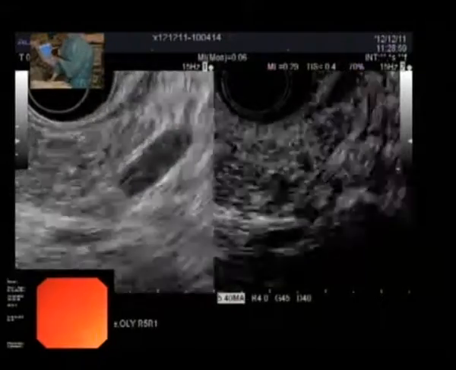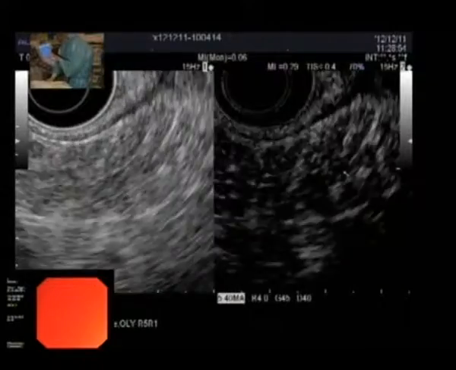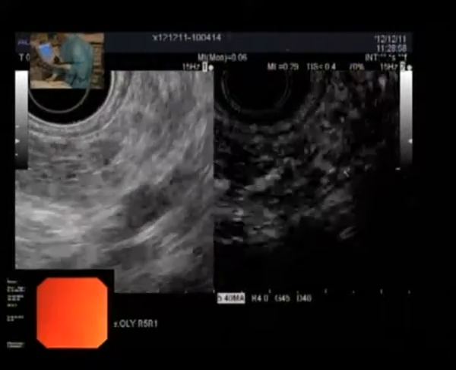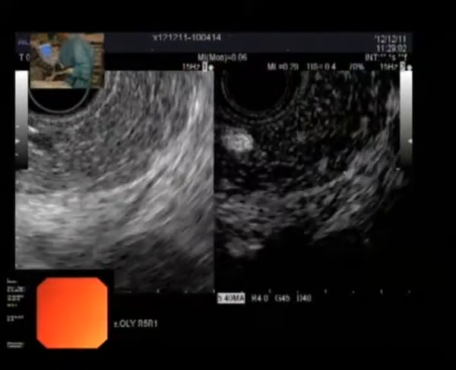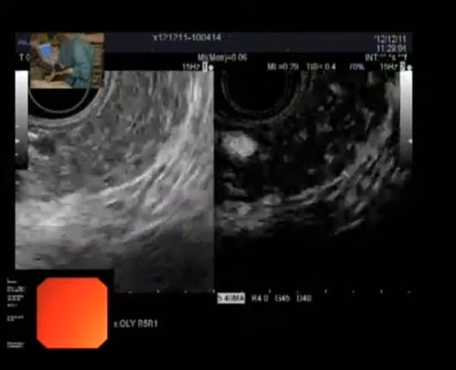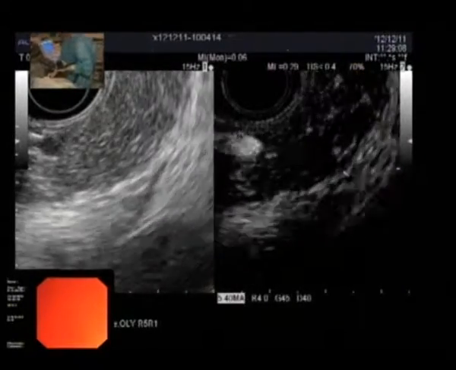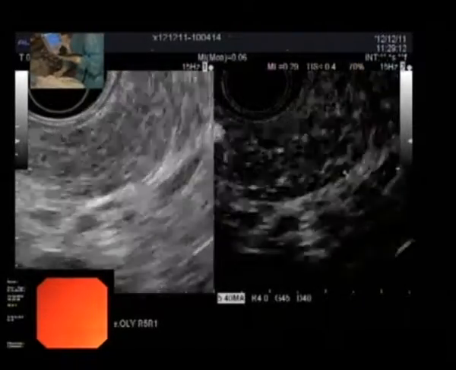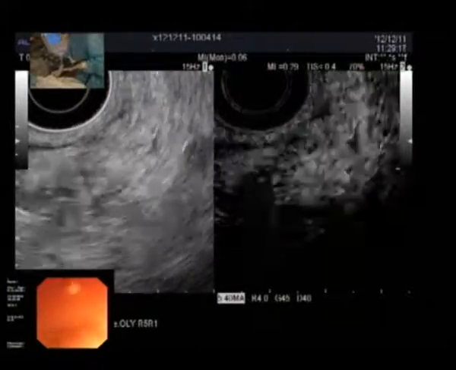In this case we are looking at the pancreas tail area here, but I cannot appreciate any kind of focal lesion. And if we go to the body portion, then we can see the splenic artery showing very strong signal on the right side of the screen. But in the pancreatic parenchyma, I don't appreciate any focal lesion here.